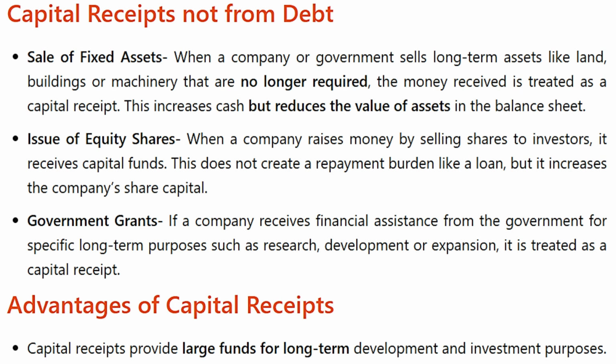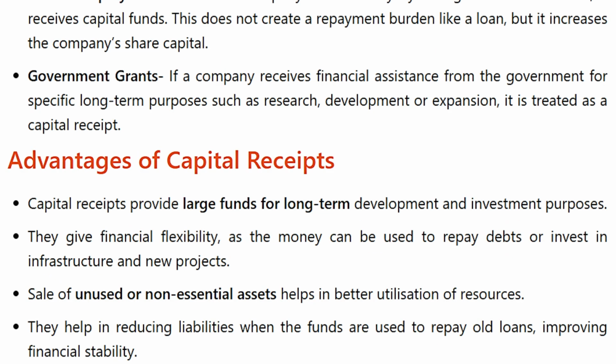Issue of equity shares. When a company raises money by selling shares to investors, it receives capital funds. This does not create a repayment burden like a loan, but it increases the company's share capital. Government grants. If a company receives financial assistance from the government for specific long-term purposes such as research, development, or expansion, it is treated as a capital receipt.